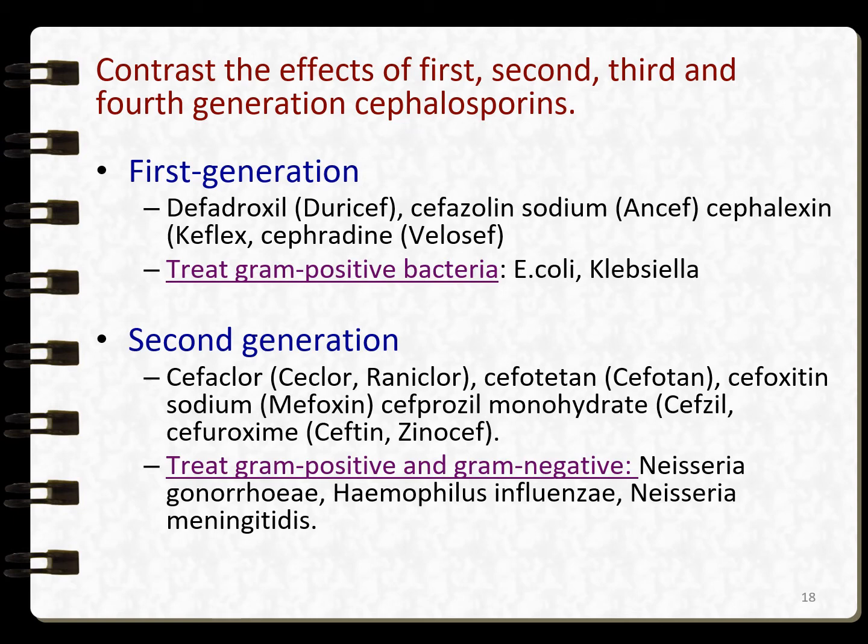And first generation, Duracef, Ancef, K-Flex, we've all seen most of these out there in the clinical setting. These treat the gram-positive bacteria such as E. coli and Klebsiella. Second generation, Cefaclor, Cefotetan, Cefoxitin, let's see, I'm looking, Cefzil. Yeah, these are going to treat your gram-positive and gram-negative: Neisseria gonorrhoeae, Haemophilus influenzae, Neisseria meningitidis.